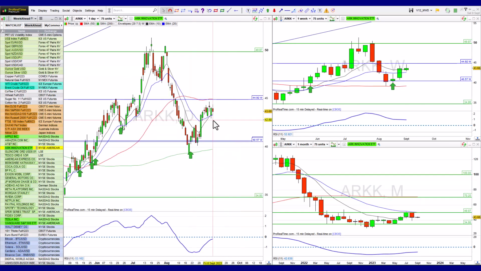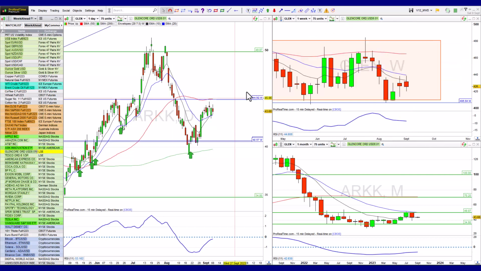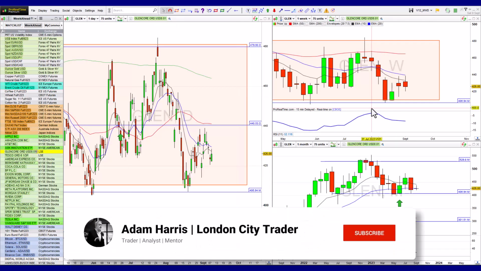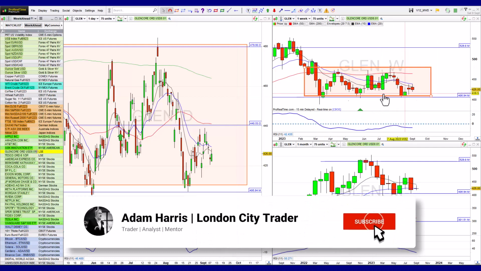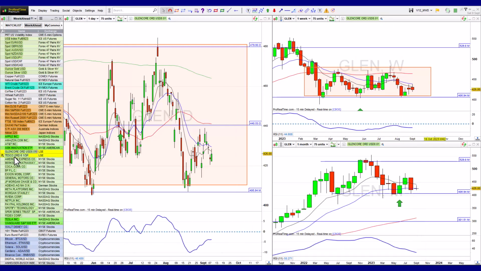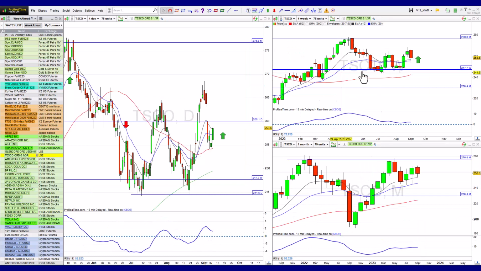I would just wait and see how that's going to unfold. ARK Innovation, surprisingly, if there was a week that wasn't going well for it, you would have thought this would be the one, but it managed to stay where it is. Treading water, battling with 45 as a level. We've got Glencore stuck within its range, still pushing back down towards those lows, so not really anything significant, no clues that have come out of that.